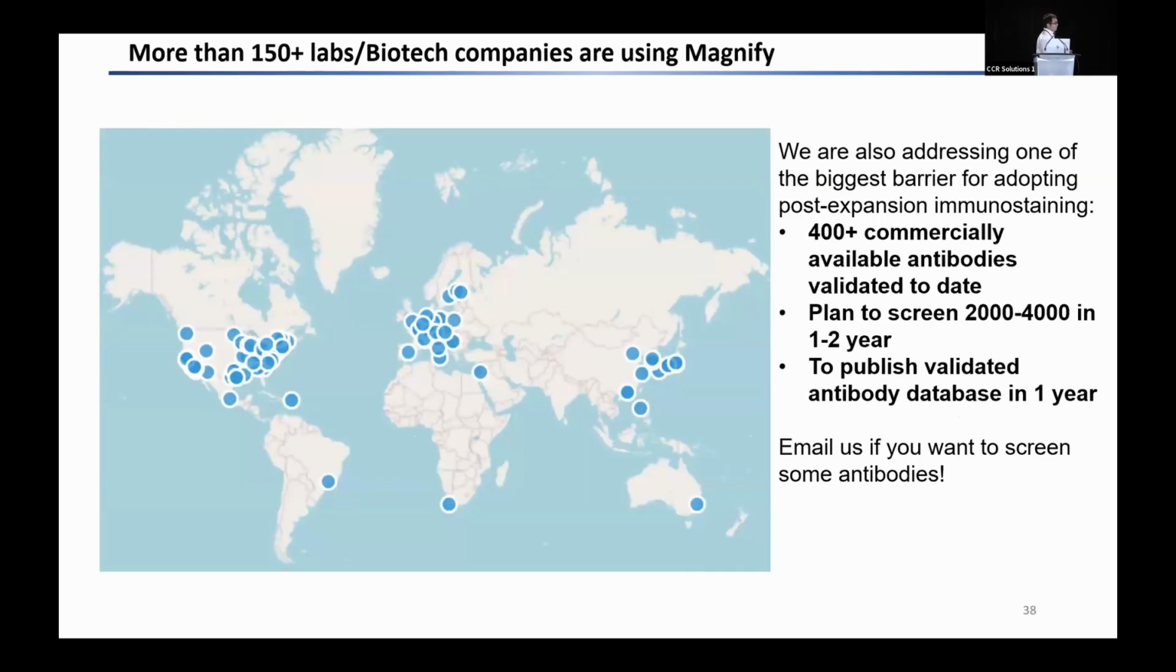So we already found that there are more than 150 labs doing these things. Again, we want to disseminate expansion microscopy technology. So this is one way that we try. Right? So now we have more than 150 labs and biotech companies using Magnify all over the world. And that's one of the barriers. Another barrier is that we try to screen the antibodies for you. So we convinced the government to fund us to screen thousands of antibodies. So far we have screened more than 400 commercially available antibodies, and we plan to screen 4,000 in 1 or 2 years. And eventually we'll publish this validated antibody database so everyone can benefit from it.